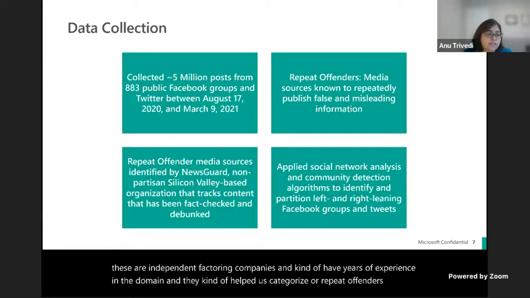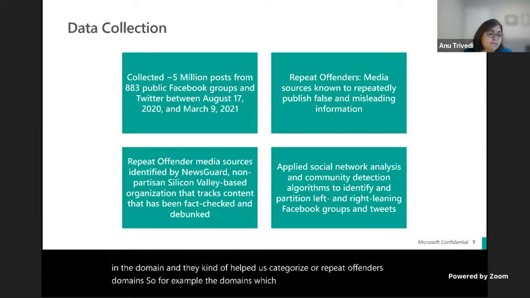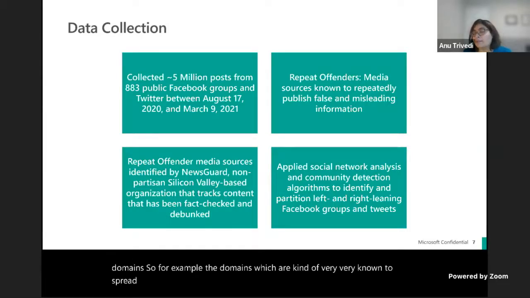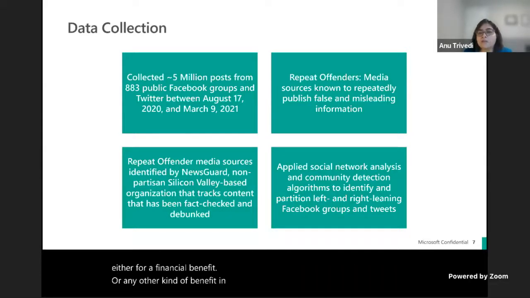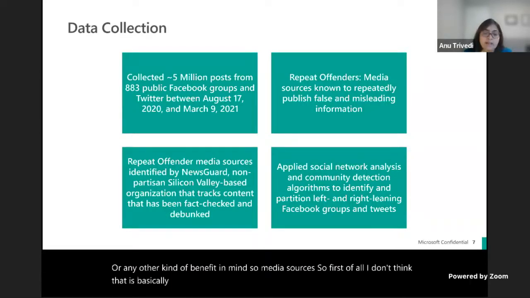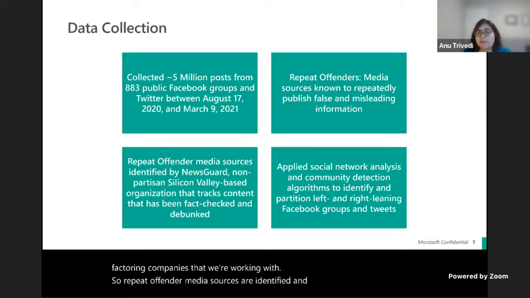So for example, the domains which are very well known to spread misinformation, either willingly or with malicious intent, either for financial benefit or any other kind of benefit in mind. So first of all, identifying media sources is the label that we are getting from NewsGuard or other fact-checking companies that we're working with. Repeat offender media sources are identified, and then we train our model on that.